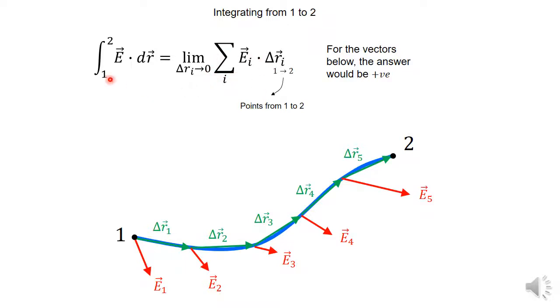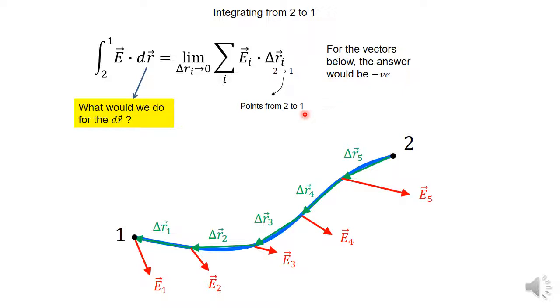So in this case, when you're going from 1 to 2, the elements of length point from 1 to 2. So the delta r's point from 1 to 2. And you expect for these particular vectors in the problem, because here the angle between the electric field and the elements of length is less than 90 degrees for all the elements, that the answer will be positive, because you're getting the dot product here, it's a positive number, and here it's a positive number, and here it's a positive number. For these particular vectors, we expect the line integral to be positive.